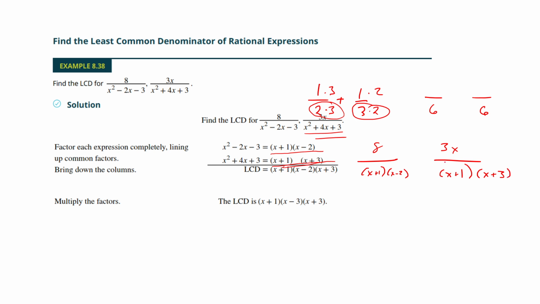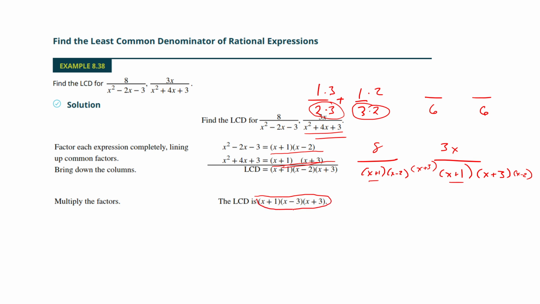All right, it's the same as above. One side had a 2, needed a 3. The other one had a 3, needed a 2. Well, let's look and see here what we've got. Well, they both already share the factor of x plus 1, so they don't need that. But this side is going to need an x plus 3, and this side is going to need an x minus 2. Now, once they have it, here is our least common denominator.